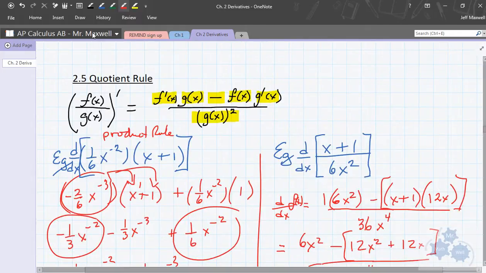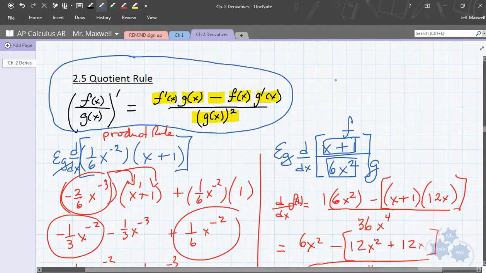2.5 was the quotient rule. Similar to the product rule, there's a special arrangement for finding the derivative of the quotient of 2 separate functions. If you have a function like this on top, x plus 1, divided by another function, let's say 6x squared, then here is f and here is g, and you follow this pattern right here, the quotient rule. We did some examples doing the product rule for the same function and doing the quotient rule for the same function to see if we get the same answer. But anyways, quotient rule, just to memorize that right there.